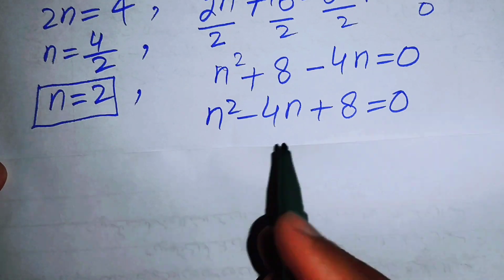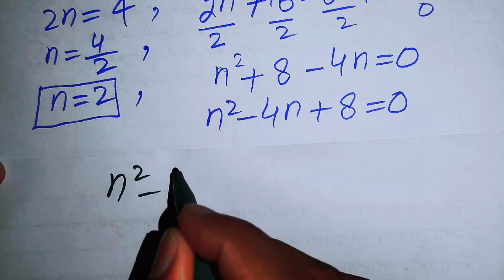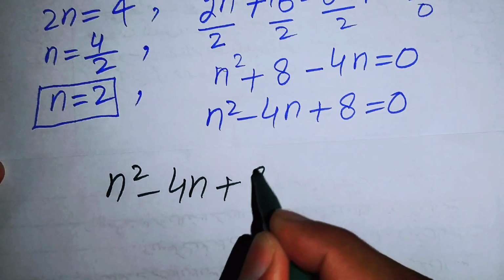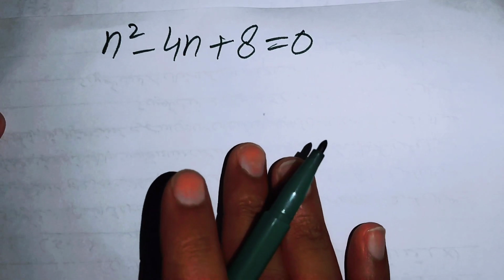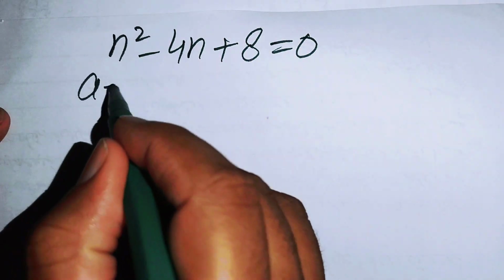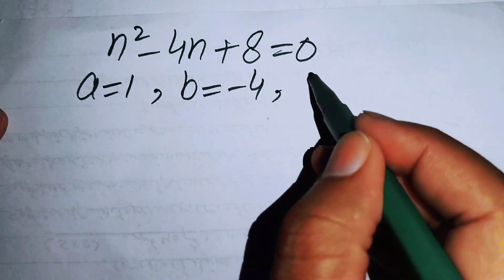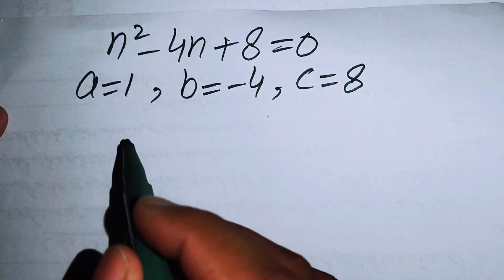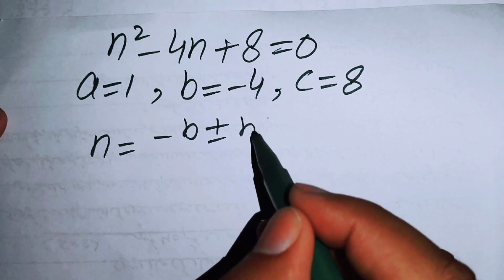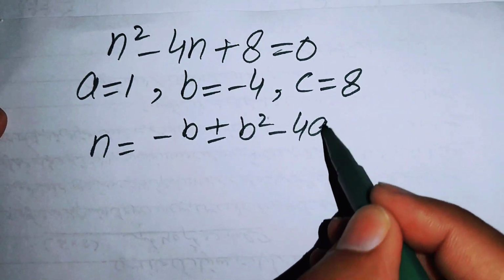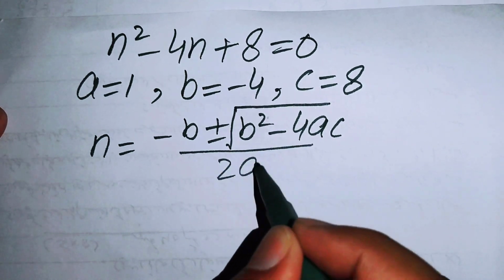Here we have n squared minus 4n plus 8 is equal to 0. So you focus on this, and here we have the value of a is 1, b is minus 4, and c is 8, and our quadratic formula is n is equal to minus b plus minus square root of b squared minus 4 times ac, over 2 times a.